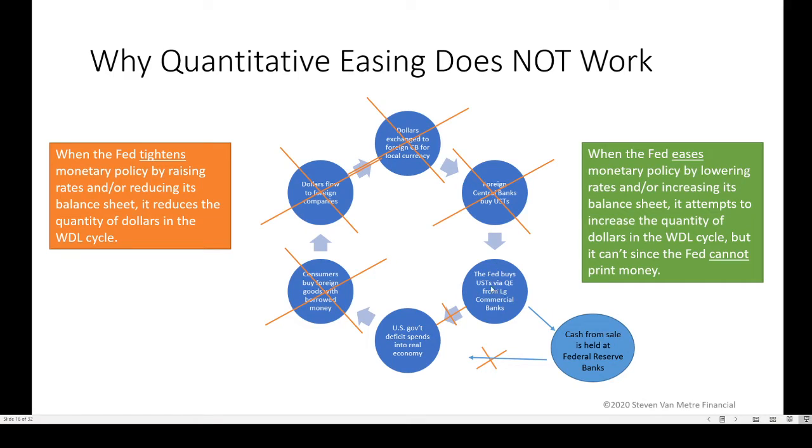So when the Fed buys U.S. treasuries via quantitative easing from large commercial banks, this is very important, that money that is exchanged with the large commercial banks goes and is held at the Federal Reserve member banks in accounts that the banks cannot withdraw from. So the commercial banks can go and look at their money on deposit, and they cannot withdraw it, period. And because it cannot be withdrawn by the banks, it cannot flow back into the federal government, and it cannot be spent out into the real economy.